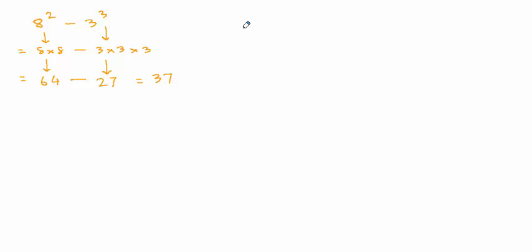Let's try another one. Let's go for 4 cubed minus 2 raised to the first power. This is equal to 4 cubed is 4 times 4 times 4, minus 2 raised to the first power is 2. There's only one 2 in the multiplication sentence. So this is equal to 4 times 4 is 16, 16 times 4 is 64, minus 2 is 62.